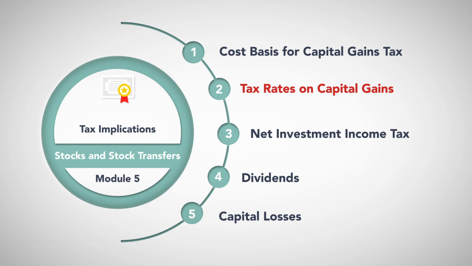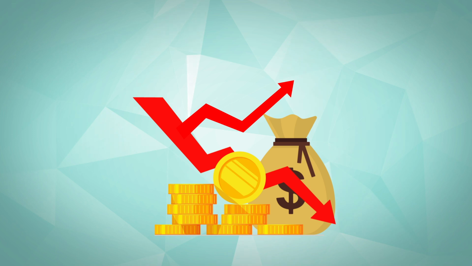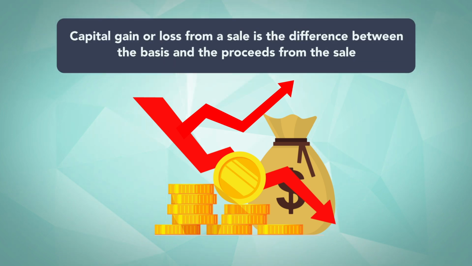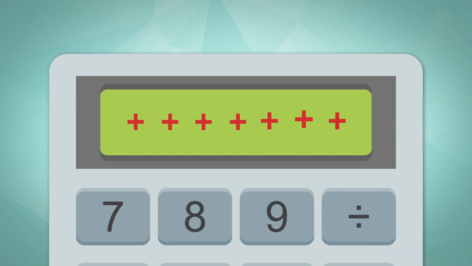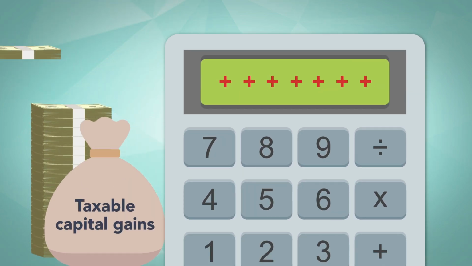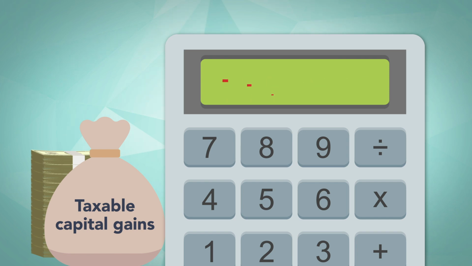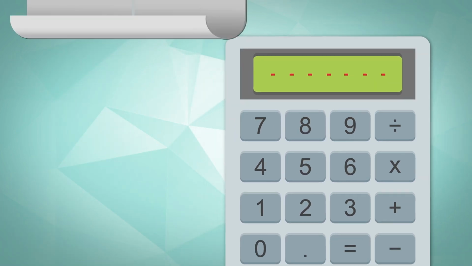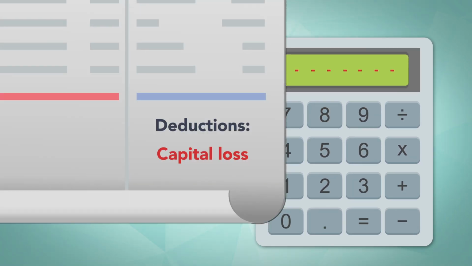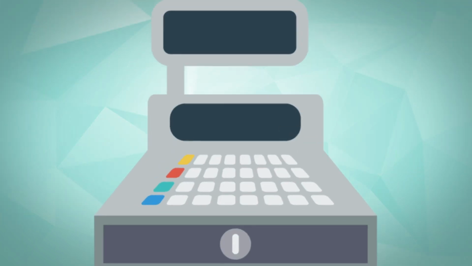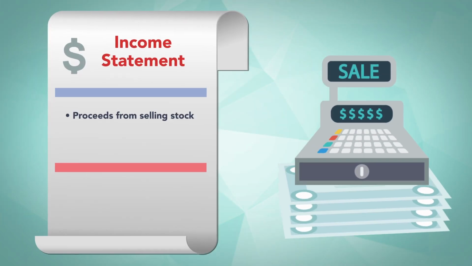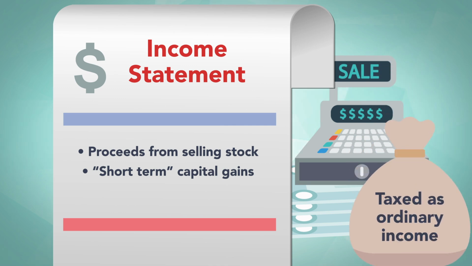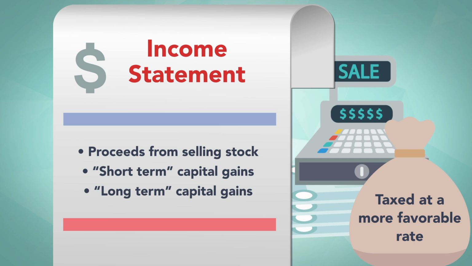Tax rates on capital gains. The capital gain or loss from a sale is the difference between the basis and the proceeds from the sale. If the calculated number is positive, the seller has taxable capital gains. If the calculated number is negative, then the seller has a capital loss that can be used as a deduction. Proceeds from selling stock are considered a form of income. Short-term capital gains are taxed as ordinary income, while long-term capital gains are taxed at a more favorable rate.